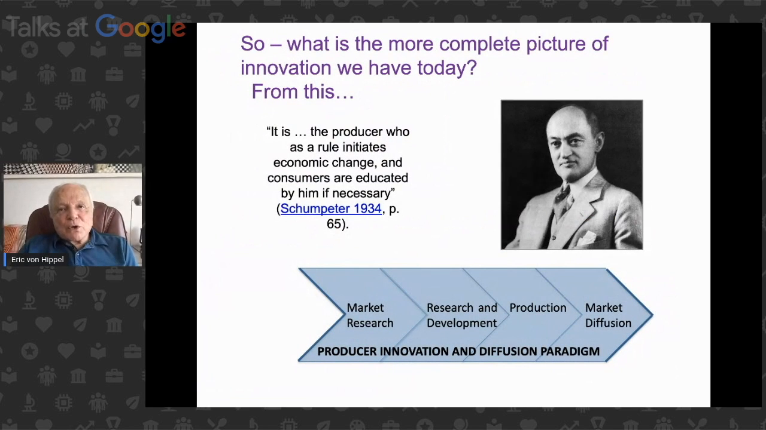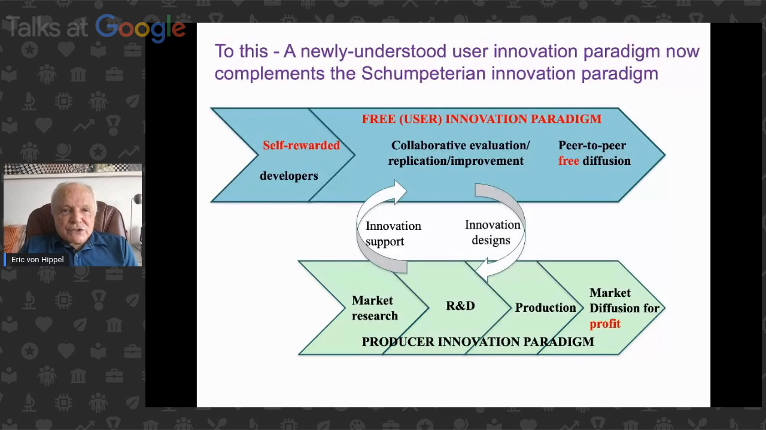So, what is the more complete picture of innovation that we have today? It goes from this, which I showed you before, an arrow involving something entirely commercial, with the idea that only a manufacturer could aggregate demand and spread his costs and so on, has to get it back by patenting and then selling a protected product and the rest. And now we have this.